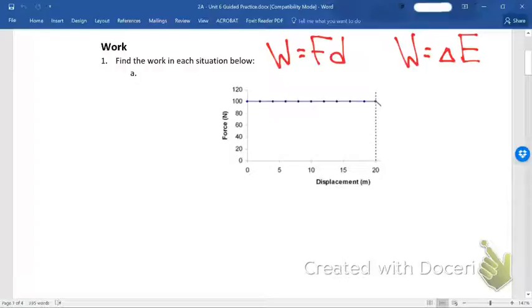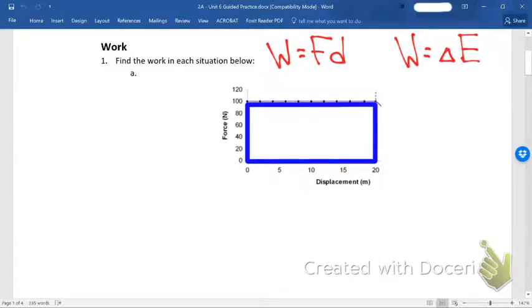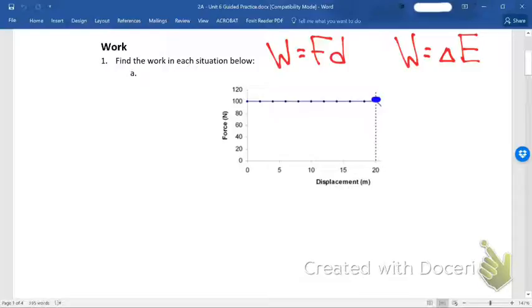So for part A here, we're looking at a graph that has force on the y-axis and displacement on the x-axis. So if we're trying to find the work, we need to do force times distance. If we look at this as a rectangle, it looks like we're going out to 20 meters. At this point right here, the force is equal to 100 newtons and the displacement is equal to 20 meters.